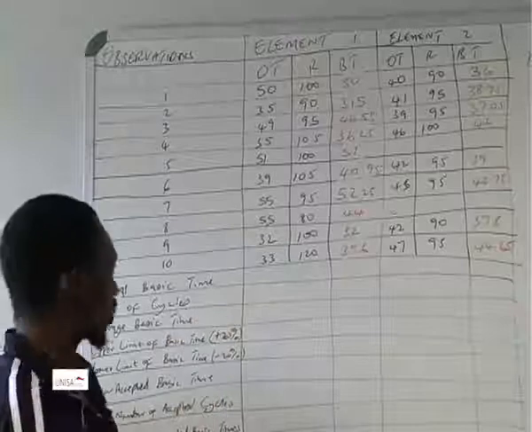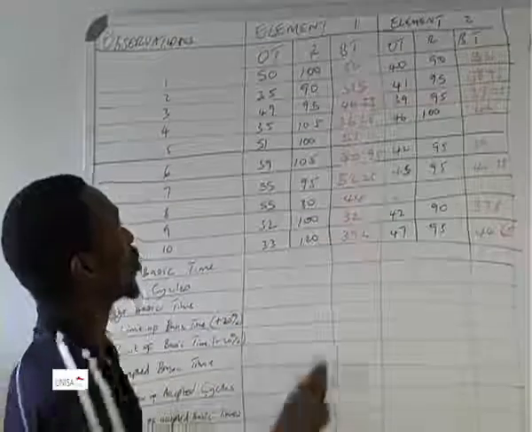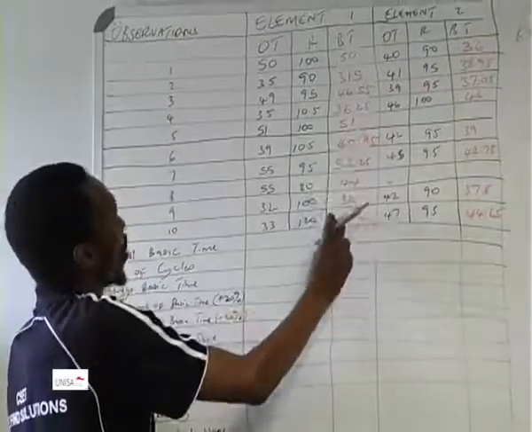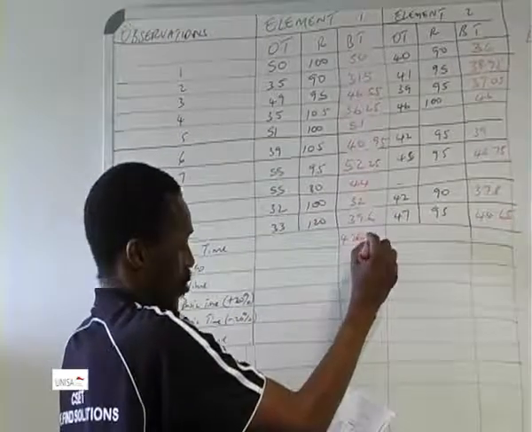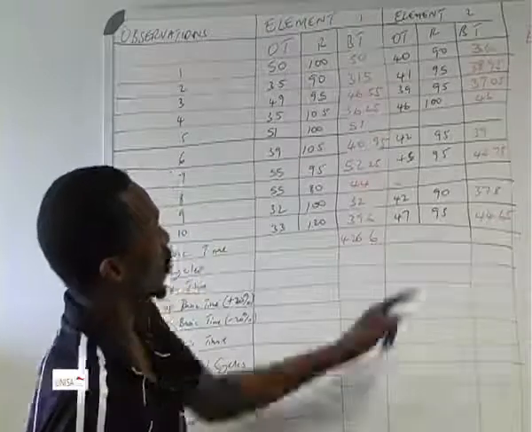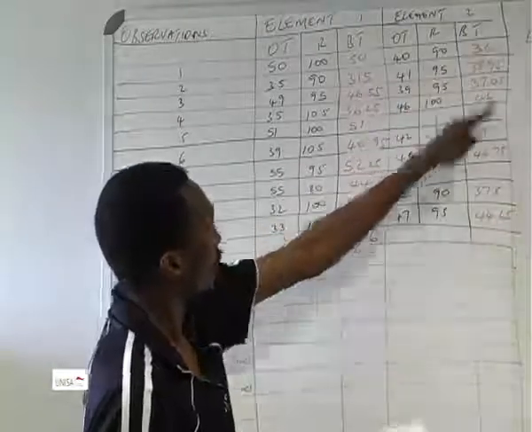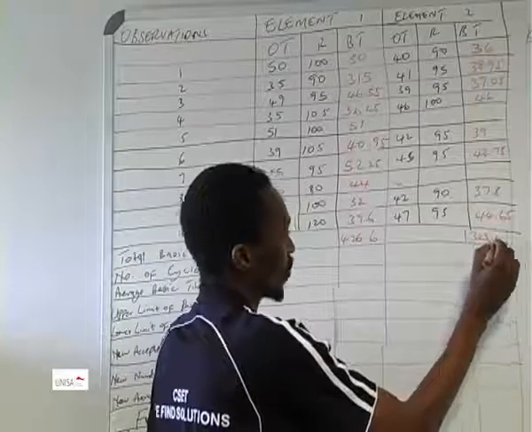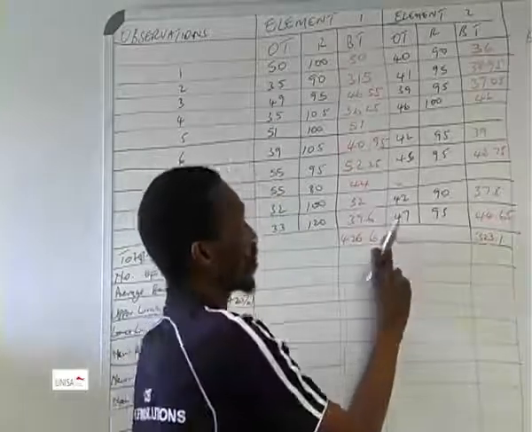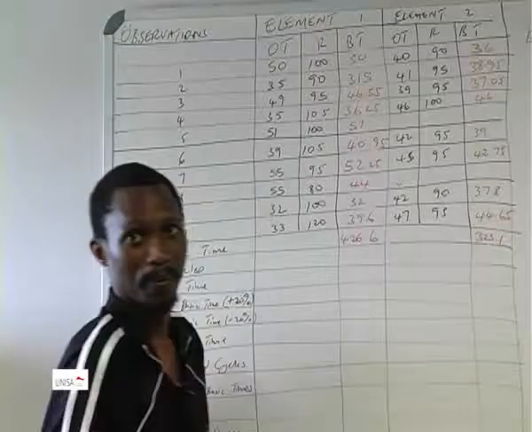Now, to calculate the total basic time, you add all the basic times for element 1, and you put a total, which is 426.6. You go to element 2, you add all the basic times, you get the total, which is 323.1. I'll give you a mark for this and a mark for this.